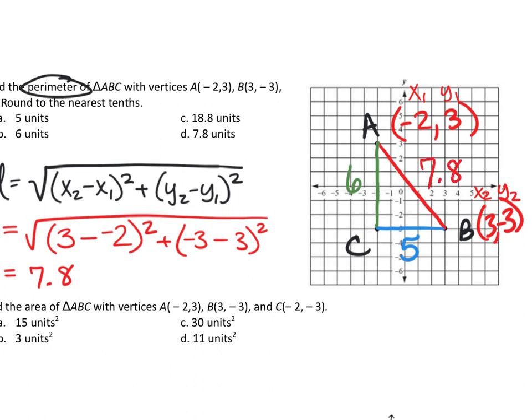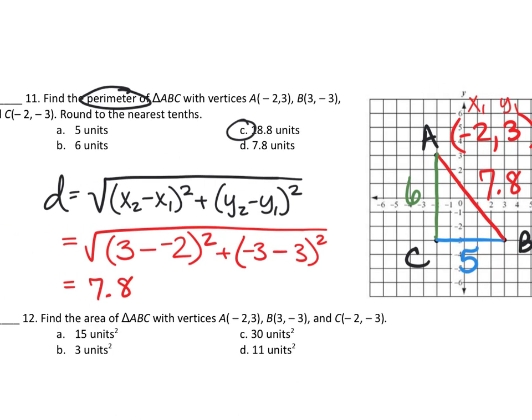All right, so now we have all 3 lengths. What do we do to find perimeter with those lengths? Add them up. So in your calculator, do 5 plus 6 plus 7.8. And when we do that, we should get our perimeter answer. 18.8. Fabulous. So the correct answer here is C.